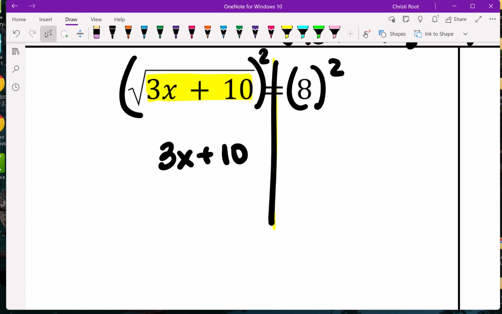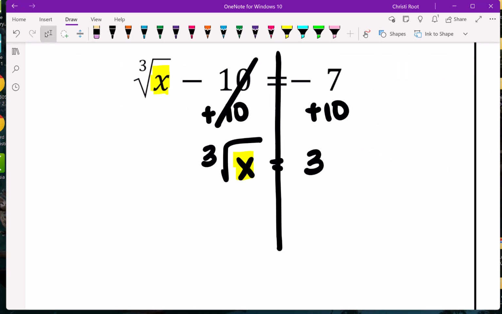It's 3x plus 10. Am I squaring the 8? Yes. I am only squaring the 8. So the square of the square root goes away because those are inverses of each other. 8 squared is 64. Okay.